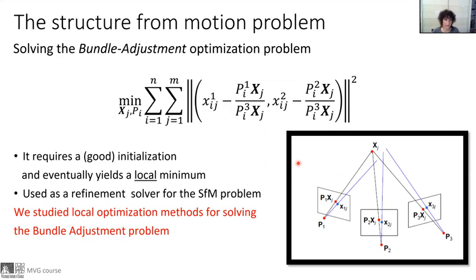And actually, in the last lecture, Amnon talked about bundle adjustment optimization, where this is the objective. And we understood that we need a good initialization to solve this problem. And actually, this is a refinement solver for the structure from motion problem. You don't solve it directly in general. And we studied some local optimization methods for solving this problem, including Newton, Levenberg-Marquardt and Gauss-Newton. And you're all familiar with this, I guess. Okay.